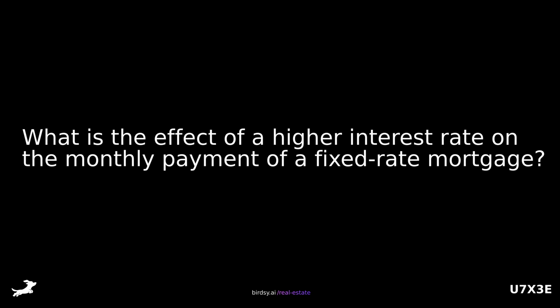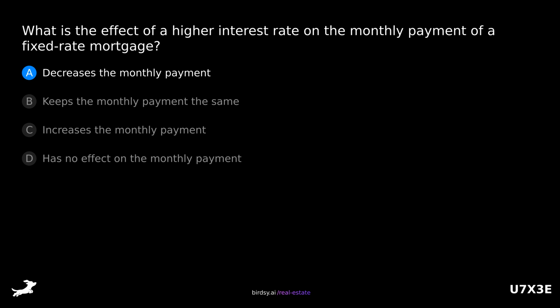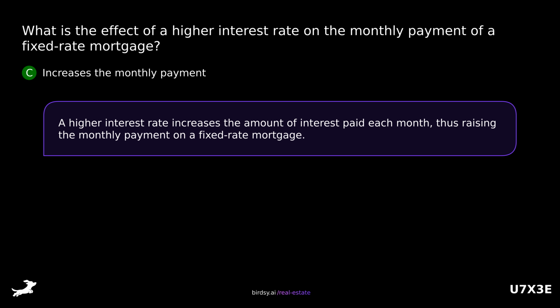What is the effect of a higher interest rate on the monthly payment of a fixed-rate mortgage? Is it A, decreases the monthly payment, B, keeps the monthly payment the same, C, increases the monthly payment, or D, has no effect on the monthly payment? The correct answer is C, increases the monthly payment. A higher interest rate increases the amount of interest paid each month, thus raising the monthly payment on a fixed-rate mortgage.